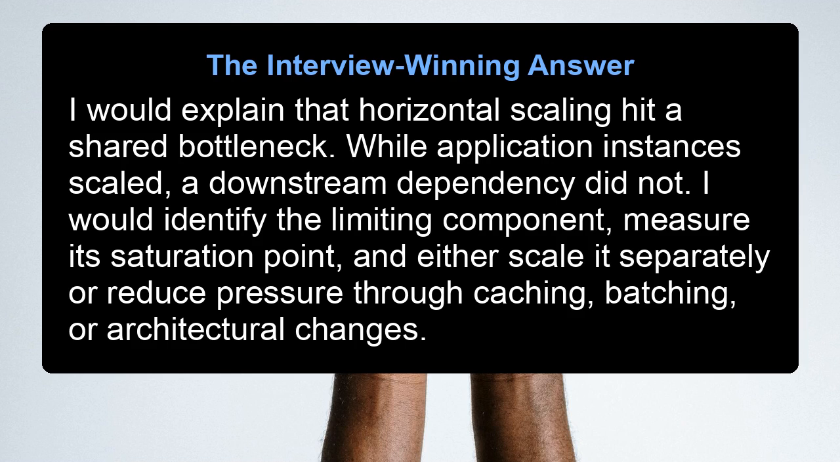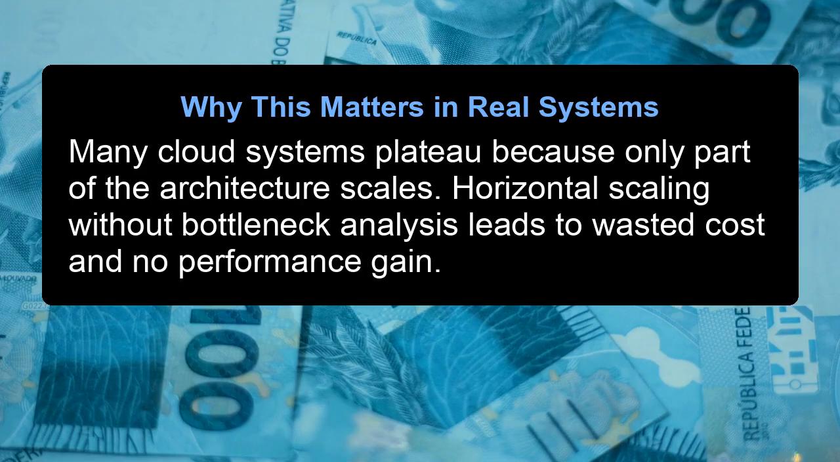The interview-winning answer. I would explain that horizontal scaling hit a shared bottleneck. While application instances scaled, a downstream dependency did not. I would identify the limiting component, measure its saturation point, and either scale it separately or reduce pressure through caching, batching, or architectural changes. Why this matters in real systems. Many cloud systems plateau because only part of the architecture scales. Horizontal scaling without bottleneck analysis leads to wasted cost and no performance gain.